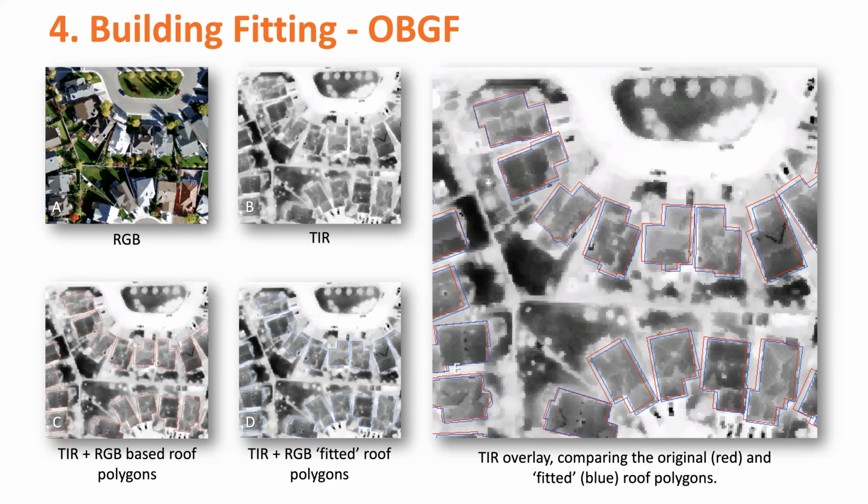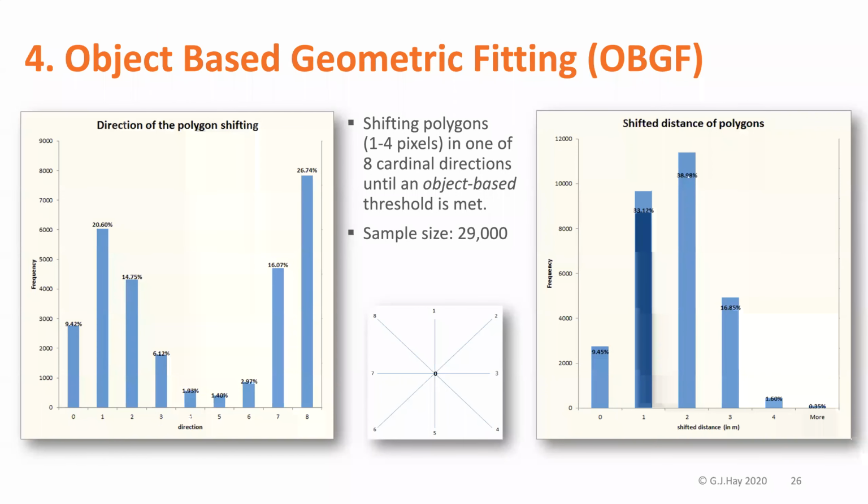Now you might say, well, why don't you just move the polygons up 2 pixels to the top of the screen and then 3 pixels to the left? The problem is that every single polygon needs to be shifted differently. And how do we know this? Well, we did a little experiment. We took 29,000 polygons and we shifted them between 1 and 4 pixels in the 8 cardinal directions, with 0 being no shift. So we had 29,000 polygons, right?